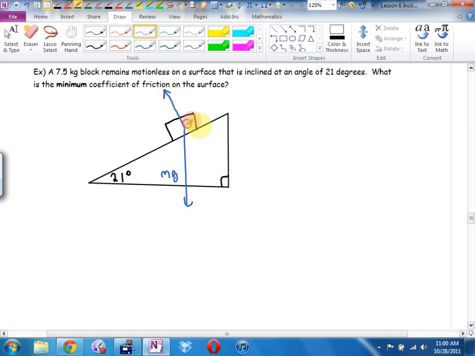If I say draw the free body diagram, that's all I want to see. But I'm actually solving this, so now I'm going to break gravity into its components: Mg perpendicular and Mg parallel. Who's winning? It's a trick question. Do you know who's really winning? It's a tie, because it says it's in equilibrium. It says it's not moving. We want the minimum to hold it in place.